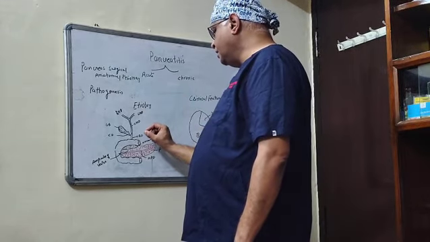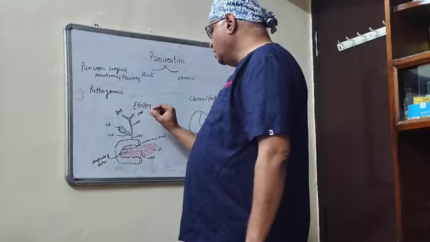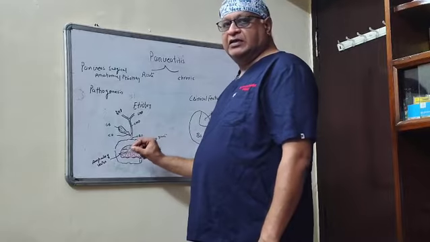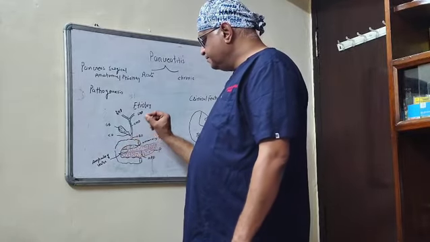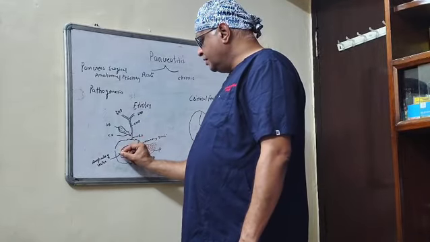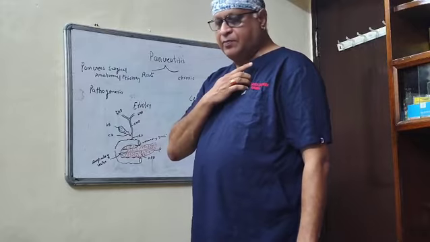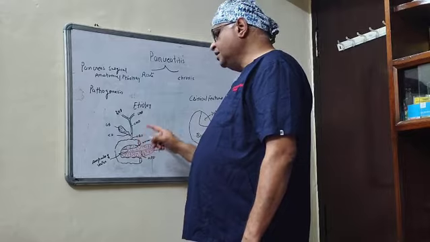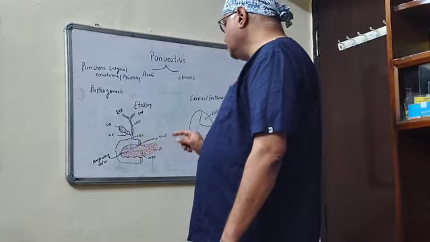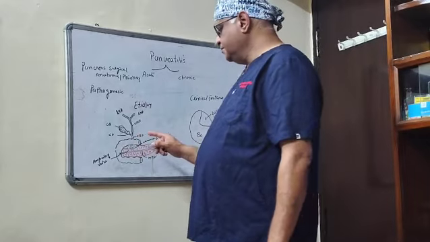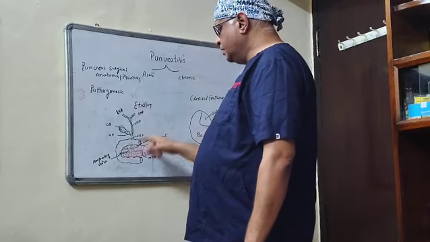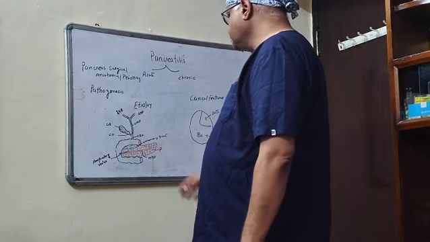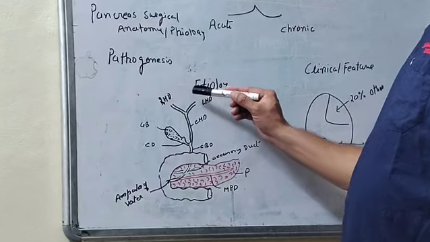Very important point to note is that the common bile duct and main pancreatic duct fuse together when they enter the ampulla of Vater, the major papilla. Sometimes there is an accessory pancreatic duct. It is also known as the duct of Santorini. It opens at the minor papilla.